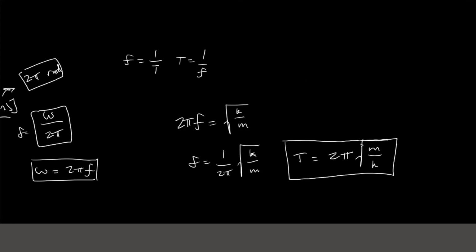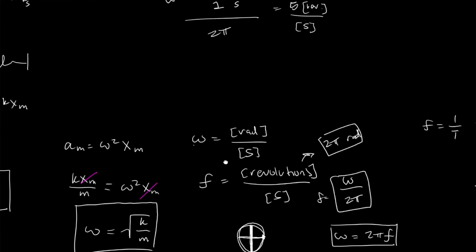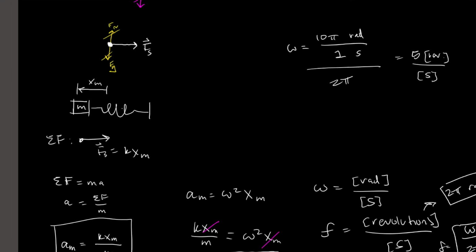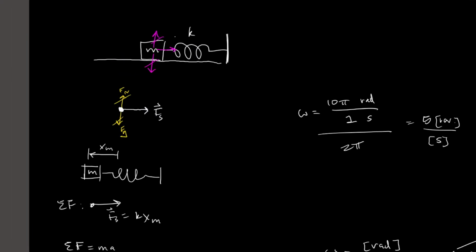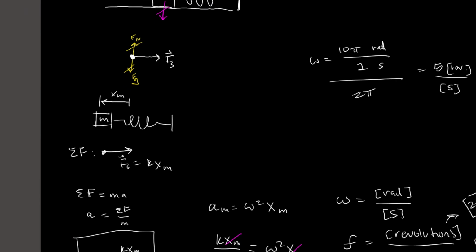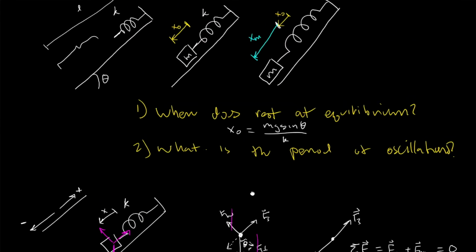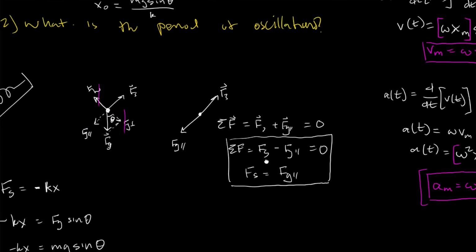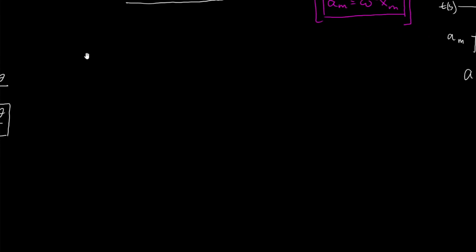We got this result by taking a horizontal spring, like this one, saying our net force is equal to the spring force, kx, giving a net force that's proportional to our displacement. But what about for our slanted spring? Well, we'll look at that.